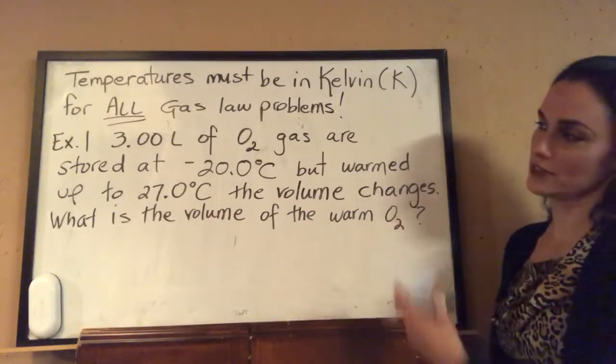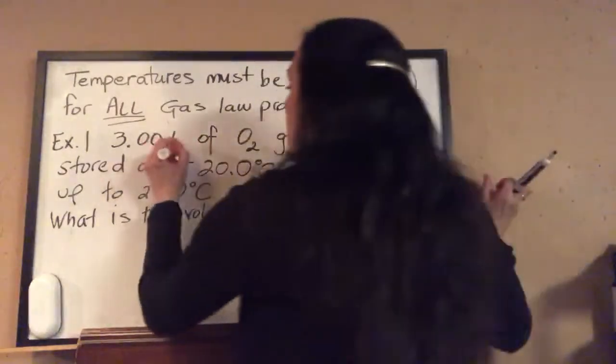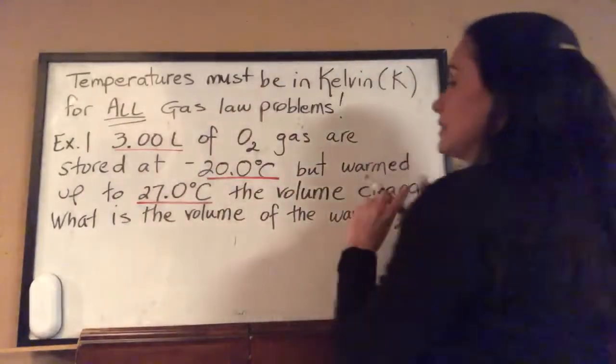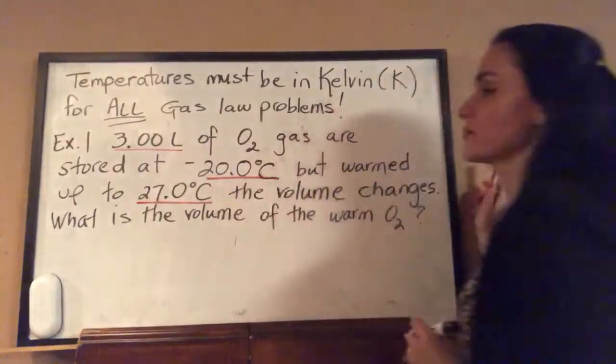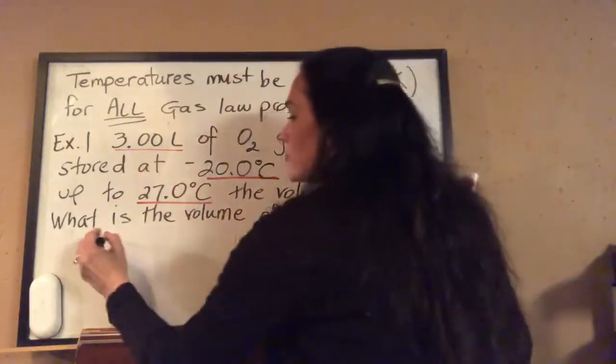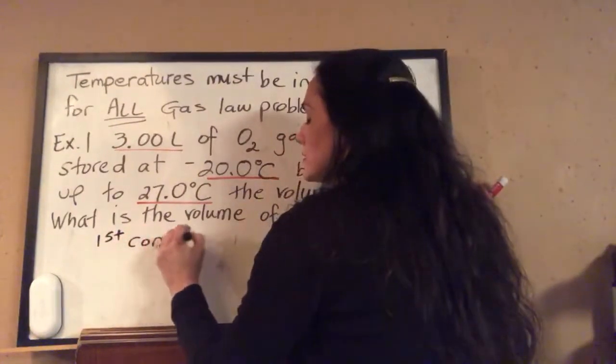All right, let's get to solving this problem here. And again, we have word problems. Look at the units that go with the numbers. We have liters for volume. We have Celsius for temperature. But we need to convert these Celsius temperatures to Kelvin. Before we start plugging anything into formulas, convert the Celsius to Kelvin.